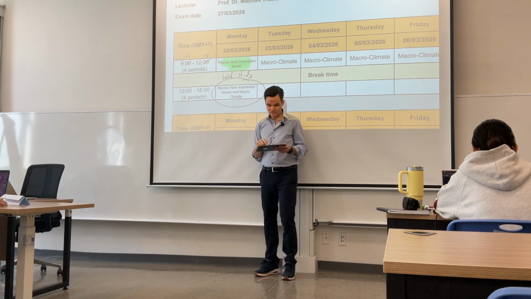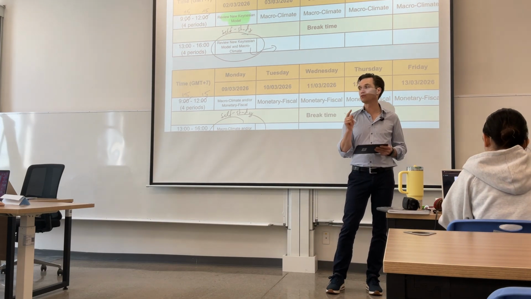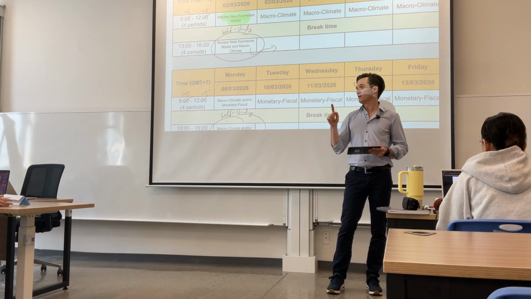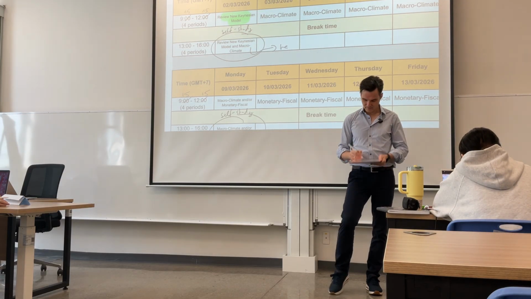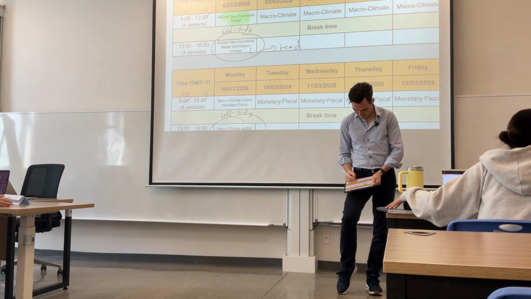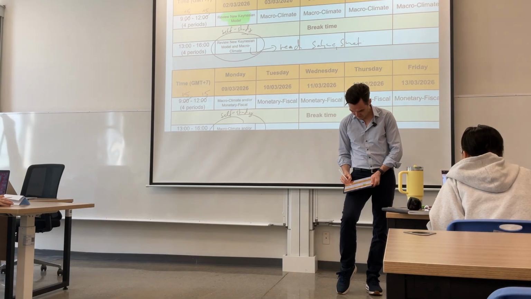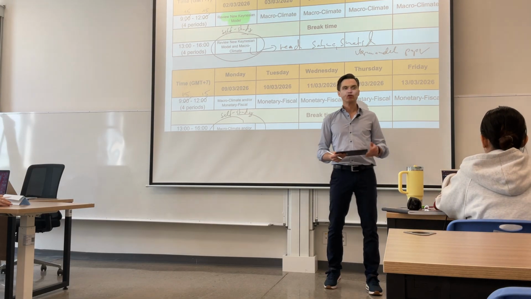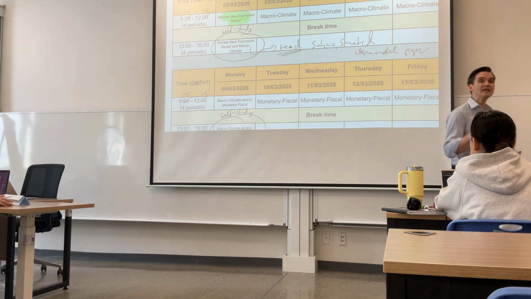Second is the macro climate model, and the self-study here, where you should use most of your time this afternoon, is to read the Sahuk, Smets, and Fernandel paper. That's the assignment. Just write that down: read the Sahuk, Smets, and Fernandel paper. The emphasis here is on reading.